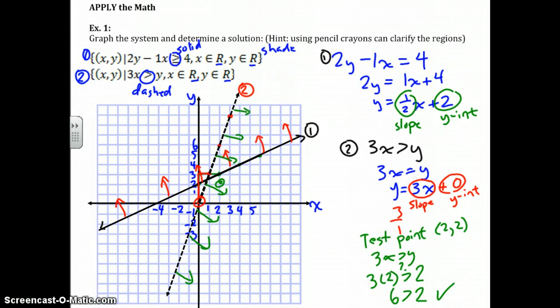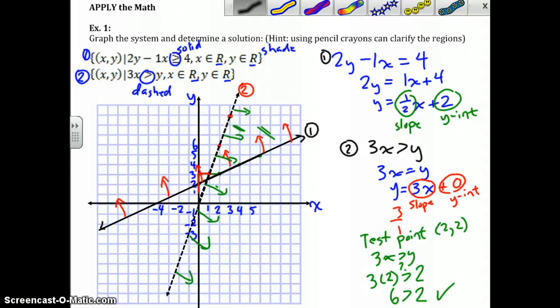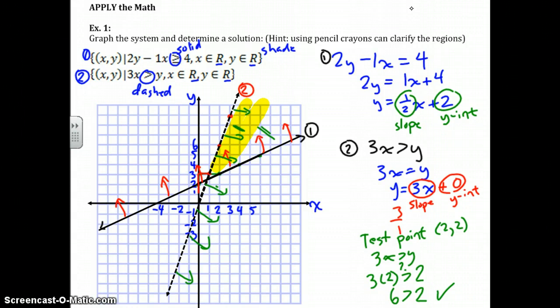Okay, and now the last step here is to figure out where our solution sets overlap. Well, we look at where these arrows are. So the green arrows are pointing into here. Red arrows are pointing into here as well. This part in here is our actual solution set. So this is the part where we would shade in the darkest, or if we're just using arrows, the part that we would shade in. So that is our solution set, that yellow highlighted area there.